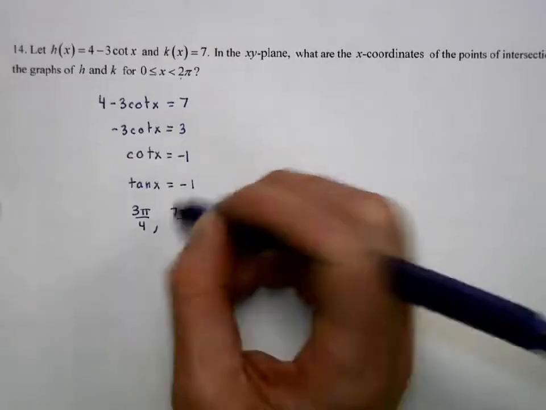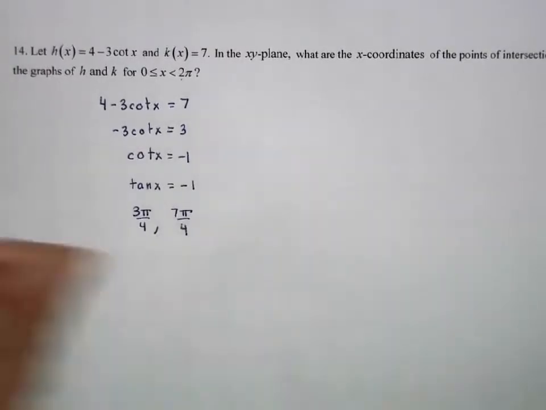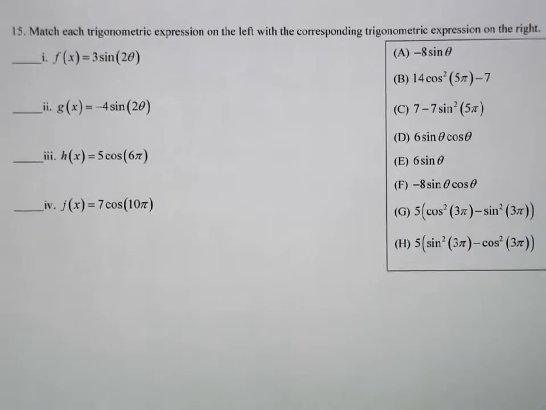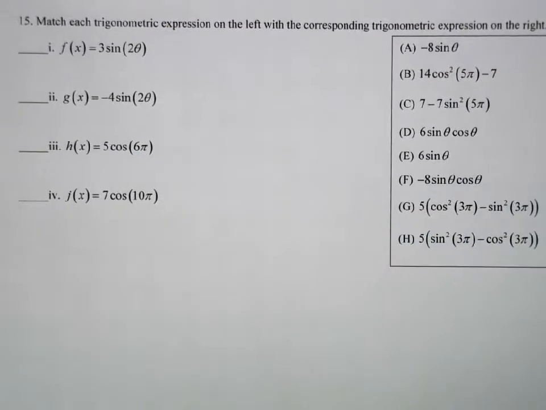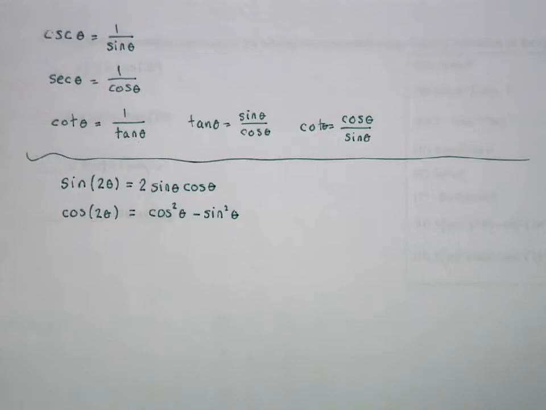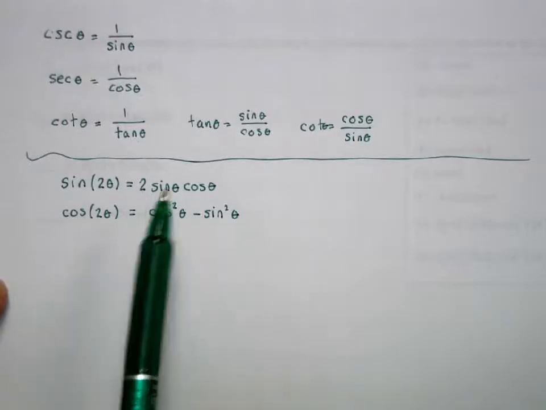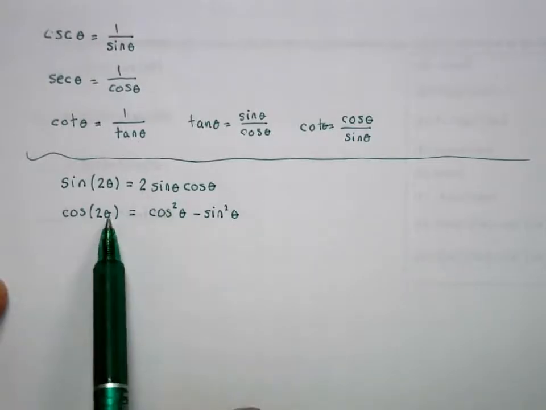In topic 312, we were introduced to a variety of different trigonometric identities, one of which is our double angle identities. So our two double angle identities are for sine 2 theta is just 2 sine theta cosine theta, and then cosine 2 theta is cosine squared theta minus sine squared theta. There's two other variations for this one.